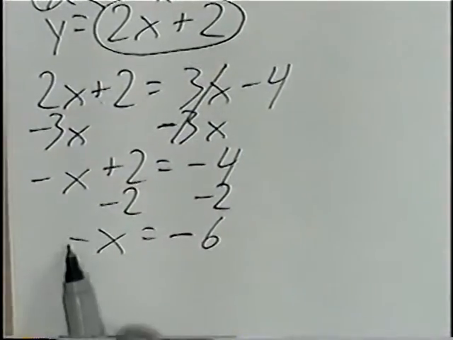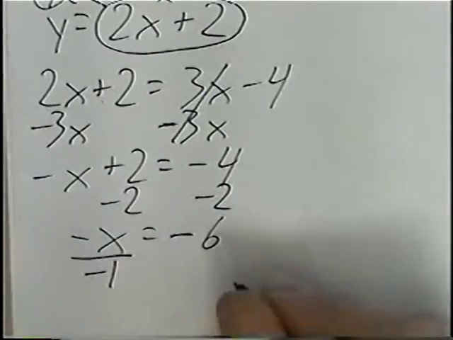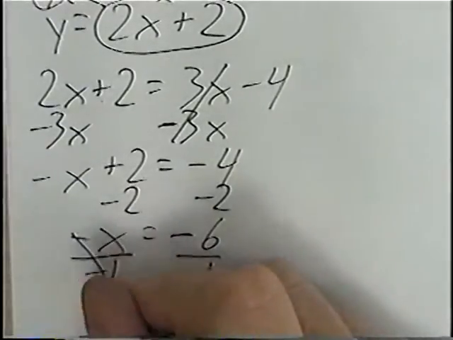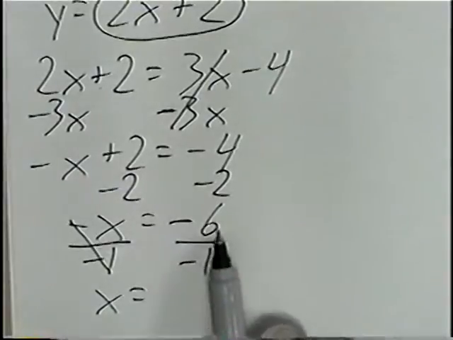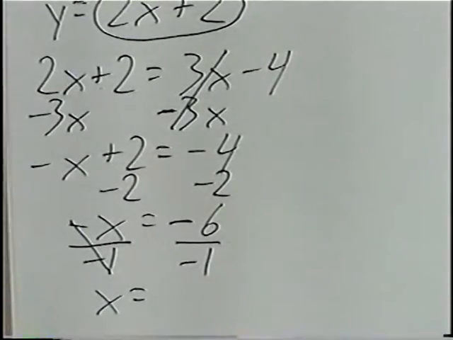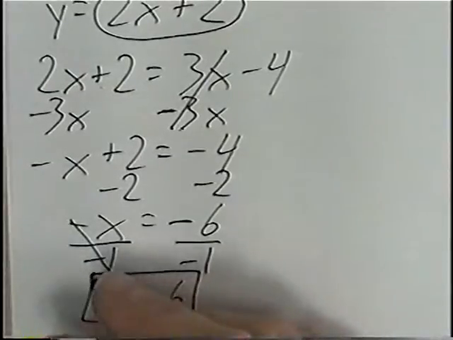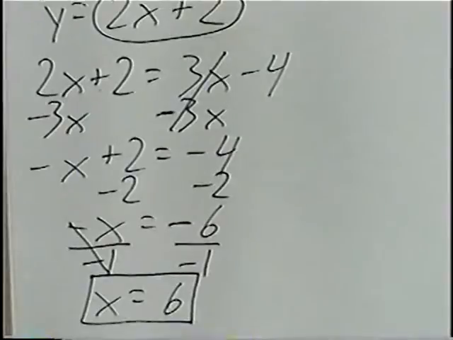And to solve for x, if we have a negative x or negative 1x, to make it a positive number, we can divide by negative 1. So the negatives will cancel, and we'll get our answer x equals negative 6 divided by negative 1 would be positive 6. Keep in mind this is the first answer, x equals 6. To get our second answer, we can plug this into either of the first two equations to solve for y.